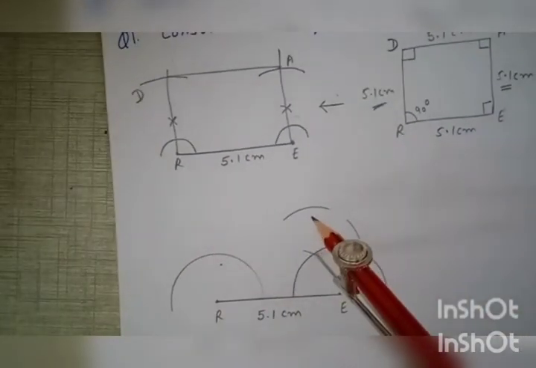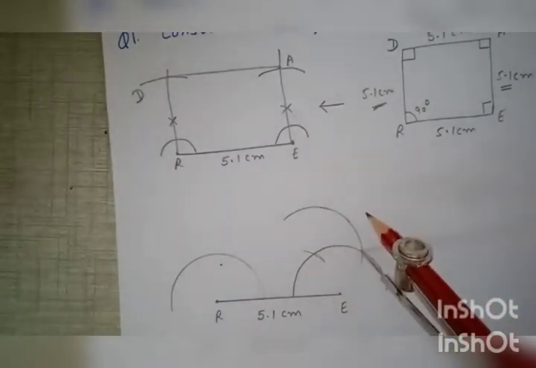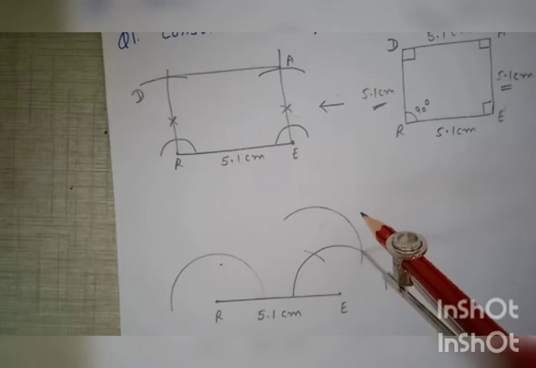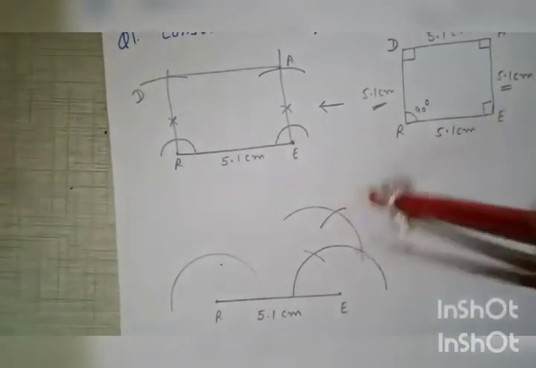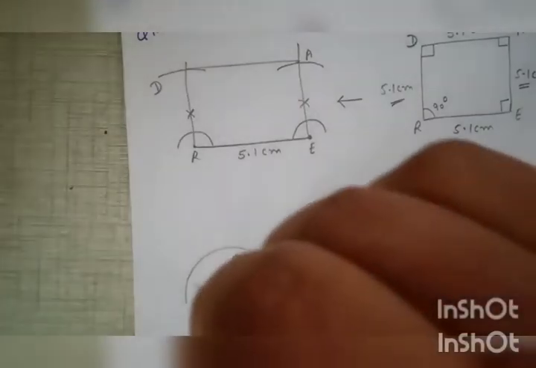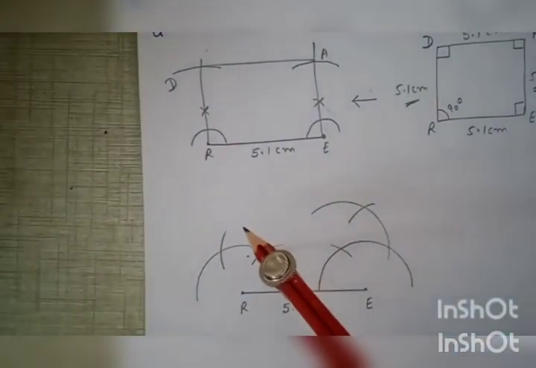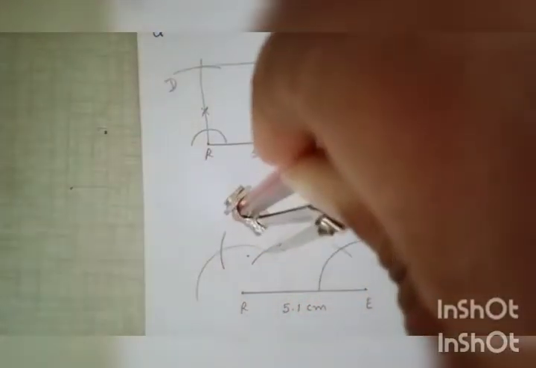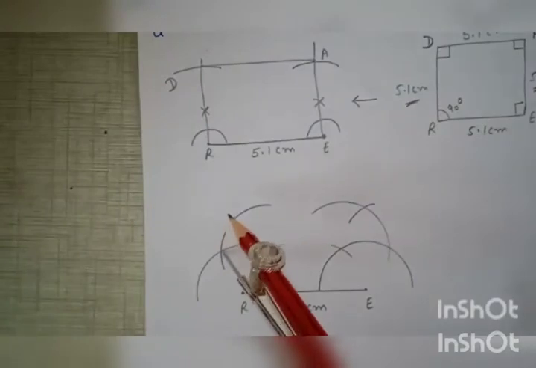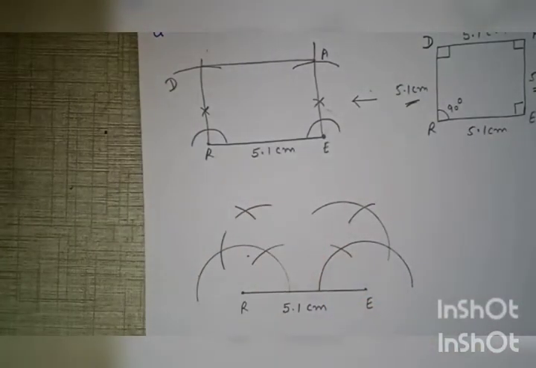Let me complete this again. This is 90. Same we will do for the point R. It's 60. Then from 60 I'll draw 120. From 60 draw an arc and from 120 cut this arc. So I have constructed 90 at both points R and E.